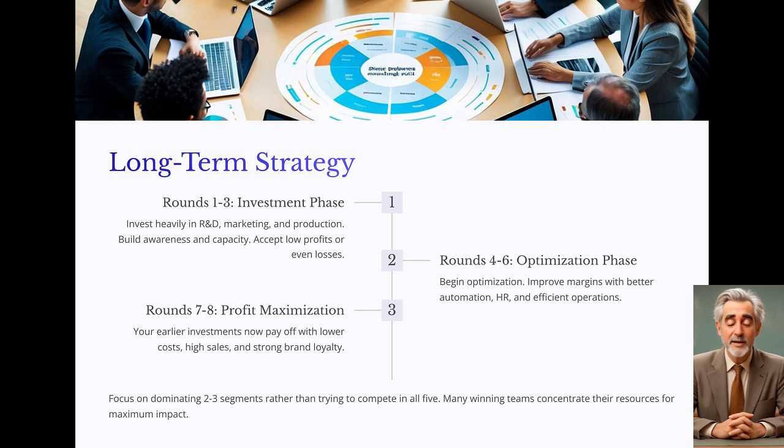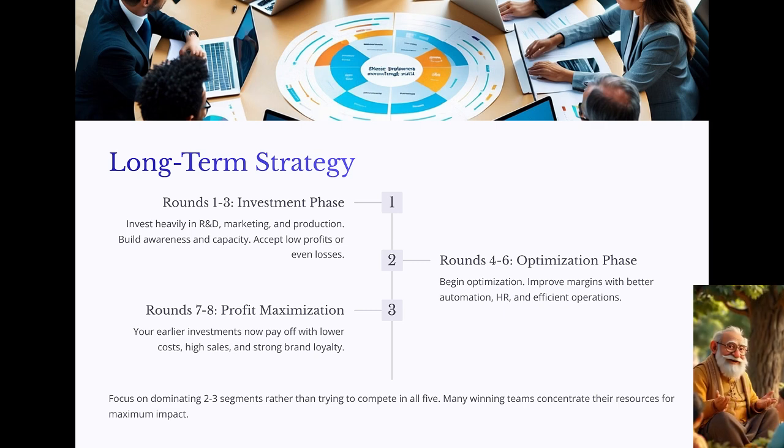Round 4 to 6, begin optimization. Improve margins with better automation, HR, and efficient operations. Round 7 to 8, maximize profits. Your earlier investments now pay off with lower costs, high sales, and strong brand loyalty. Stick to your segment focus, don't try to dominate all 5. Many winning teams focus on just 3 segments and lead there.